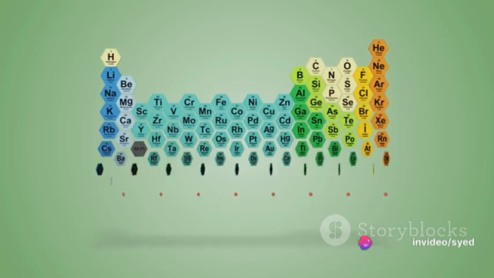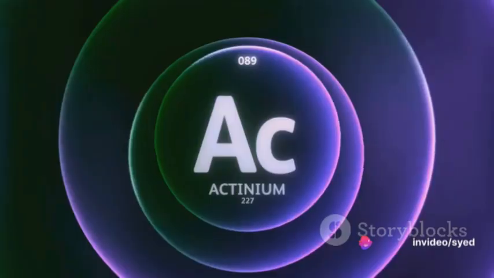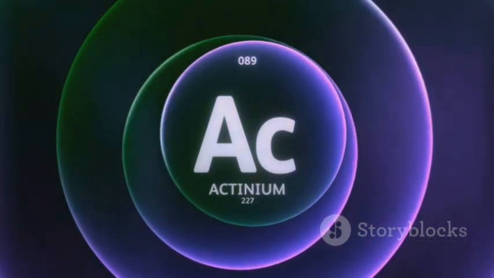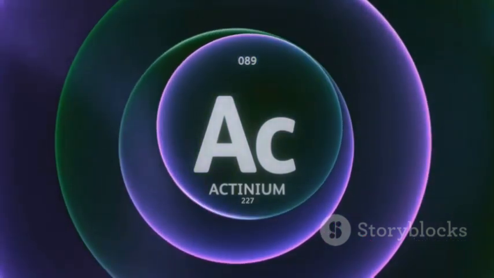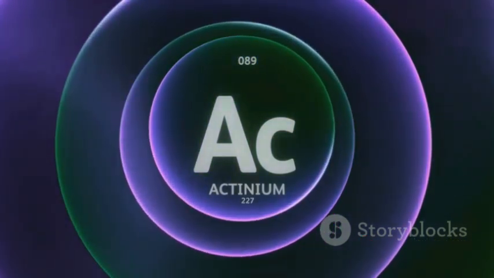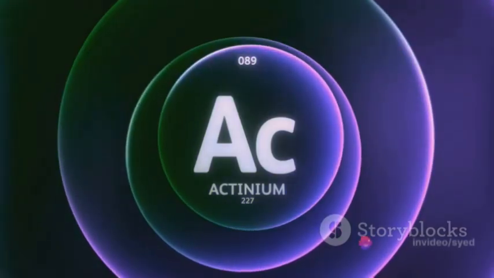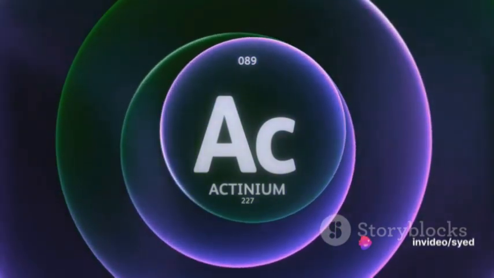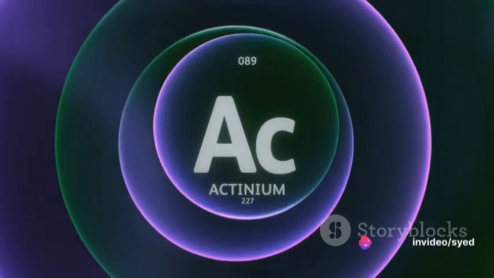But what about those 2 rows at the bottom, separate from the rest? These are the lanthanides and actinides, elements 57 to 71 and 90 to 103 respectively. They are pulled out to avoid making the table too wide, but they fit right in periods 6 and 7.